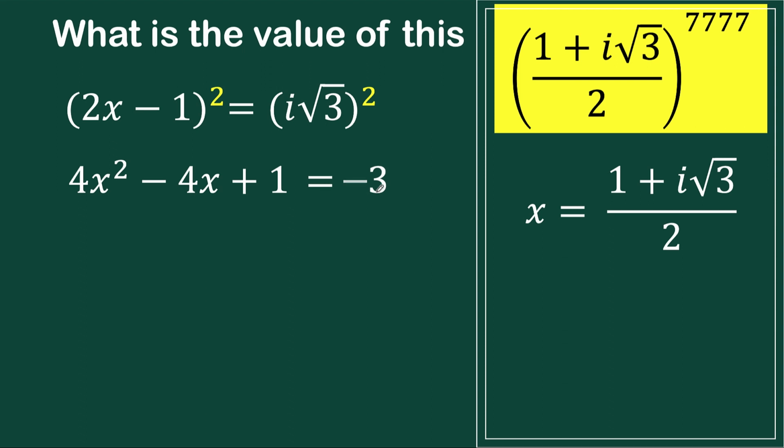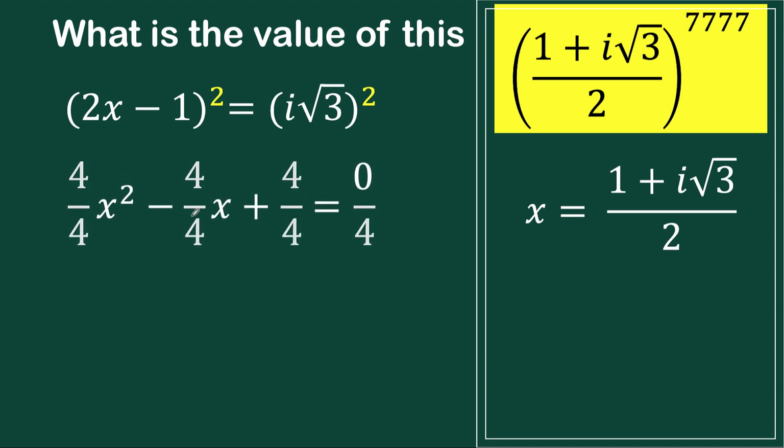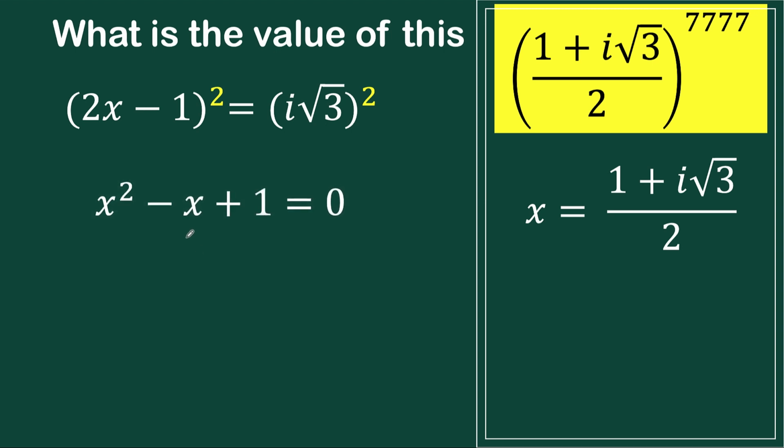And we add 3 to both sides of the equation. And simplifying, we now have this quadratic equation. Now, 4 is common among these three terms. So let's divide by 4 to arrive at this simplified quadratic equation. And let's solve this for x squared. x squared is equal to x minus 1.